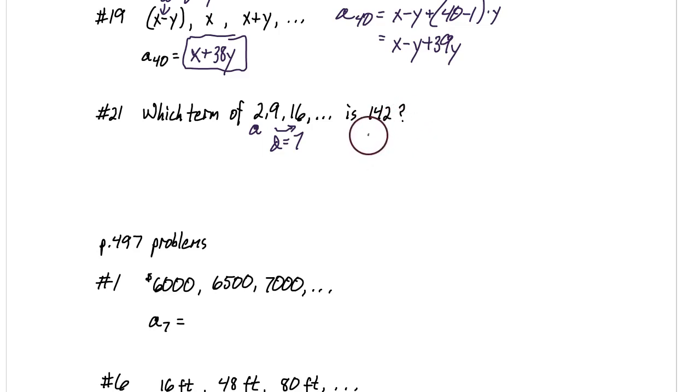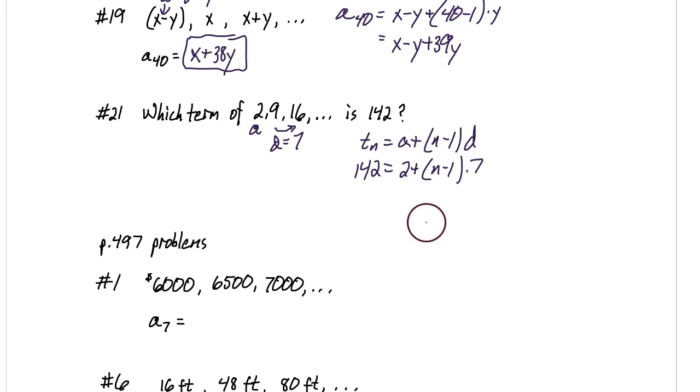So the general formula was t sub n equals, or you can use a sub n, that doesn't matter, a plus n minus 1 times d. In this case, our t sub n is 142. The value of a is 2. We don't know what n is. And d is 7. Now let's solve this equation for n.